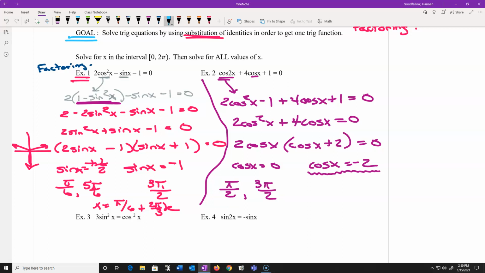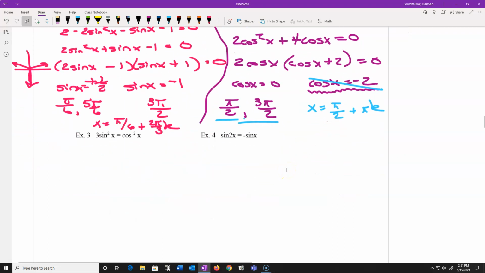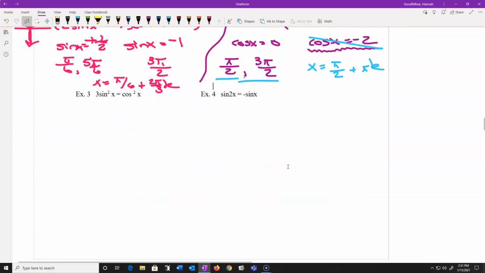There is no way for the inverse of cosine to be negative 2. It has to stay within the restricted values of 1 and negative 1. So that is a no solution concept. You like my sound effects? It's real good. In that case, then, it would be x is equal to pi over 2 plus pi k, so that we could generate these answers that are listed from the first part. So it is reasonable that you might run into extraneous solutions. We've heard about that in the past. And when substitutions happen like that, they tend to sometimes make those kind of situations happen.